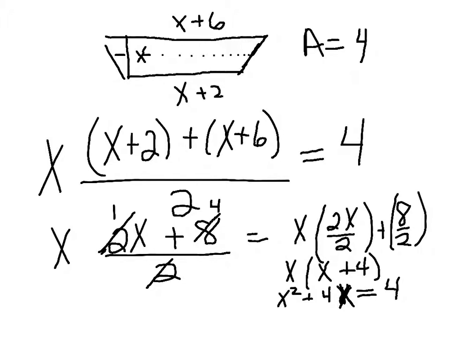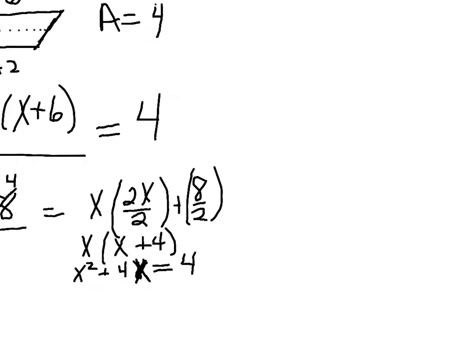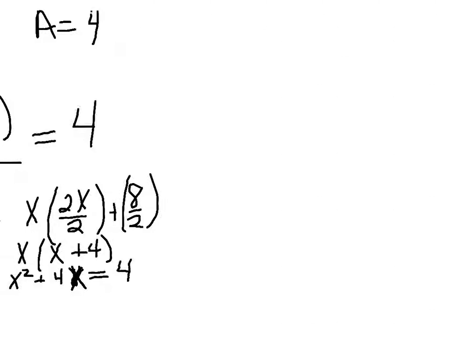Okay, so that's a little hard to solve right now. So let's subtract the 4. x squared plus 4x minus 4 equals 0. Now it's in our quadratic form. Let's go ahead and factor it out. Let me see if I can move this whole thing over a little bit. There we go. Let's factor it out.